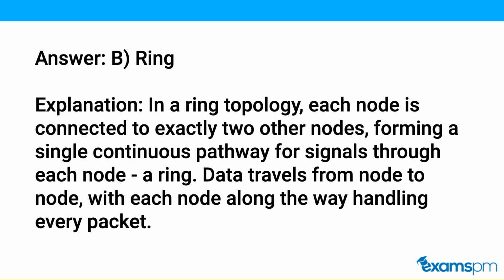Answer: B. Ring. Explanation: in a ring topology, each node is connected to exactly two other nodes, forming a single continuous pathway for signals through each node, a ring. Data travels from node to node, with each node along the way handling every packet.